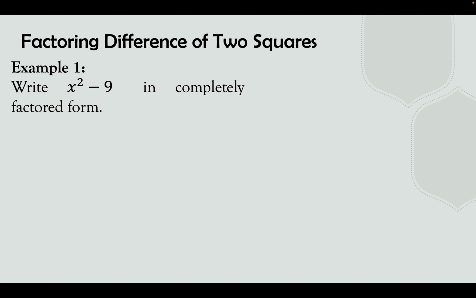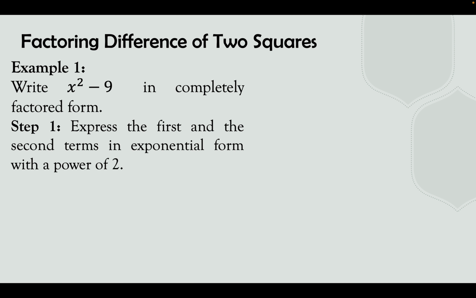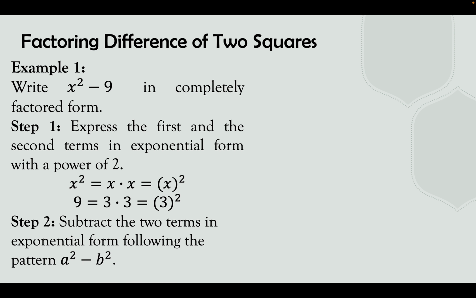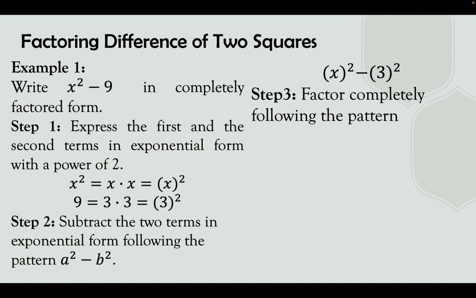Example number 1, we have x squared minus 9. We need to factor this one. So step number 1, express the first and second terms in exponential form with the power of 2. For x squared, we have x times x, so we have x raised to 2. For 9, we have 3 times 3, so we have 3 raised to 2. Then we need to subtract the two terms in exponential form following the pattern a squared minus b squared. So we have now x raised to 2 minus 3 raised to 2.